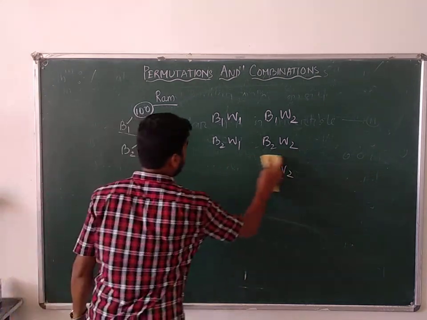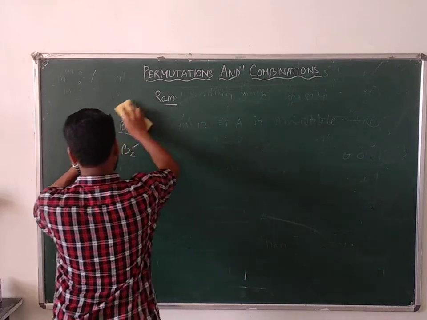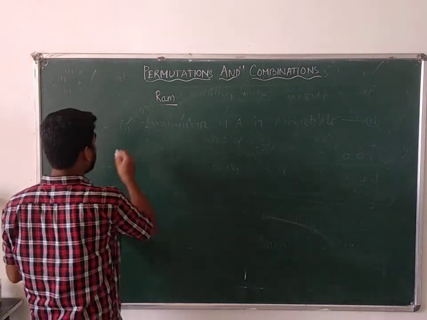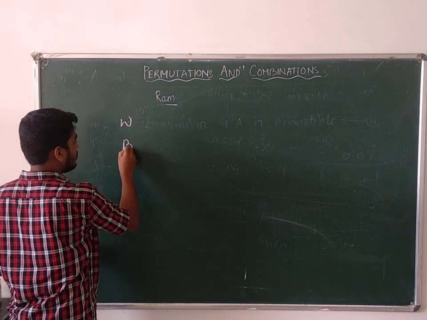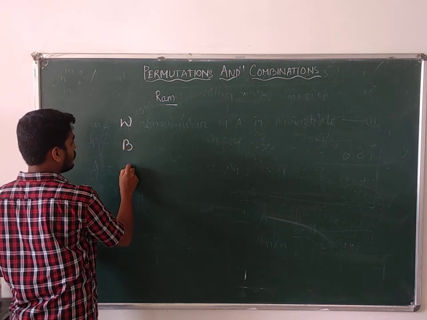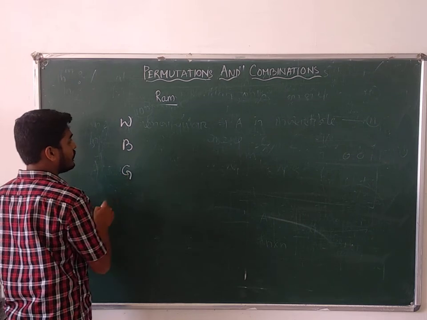Let us consider another situation. It will be easier for us. Suppose Ram has 3 shirts: white, black, and suppose green. 3 different shirts are there.